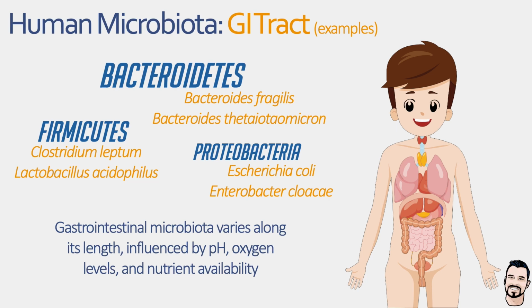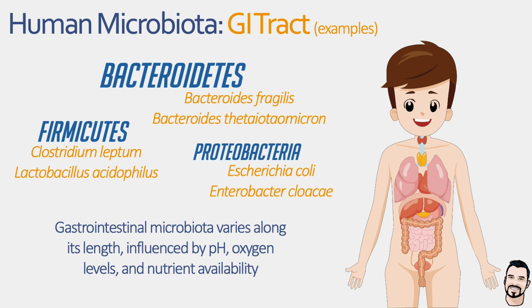We have Clostridium leptum, which is a major producer of butyrate, a short-chain fatty acid that fuels colonocytes and supports intestinal health. We have Lactobacillus acidophilus, which helps lower gut pH, creating an environment that inhibits the growth of various opportunistic pathogens. Escherichia coli often gets a bad rep, but in its commensal form, it produces vitamins and supports a balanced microbiota.